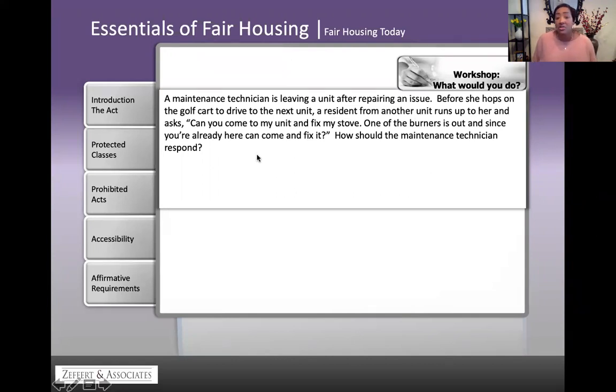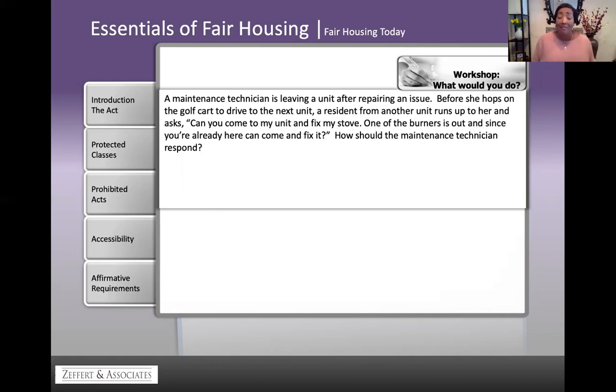The maintenance technician should absolutely direct that resident to place a work order by whatever means are available at the community, whether it's by way of the resident portal, by calling the front office, or by stopping by the front office to place the work order. What the maintenance technician should not do is say, okay, sure, you're right, since I'm here, let me just go ahead and come to your unit and fix it.